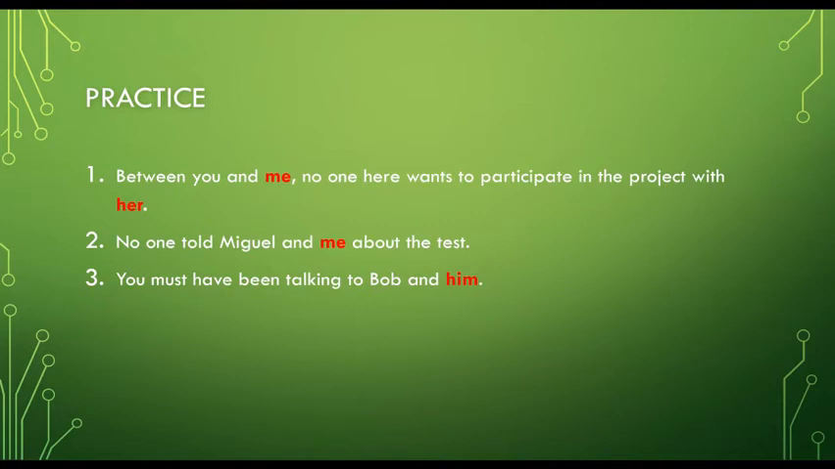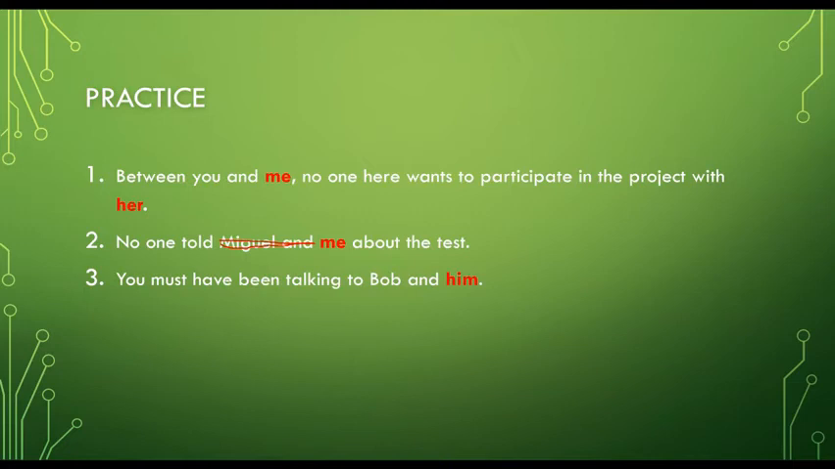No one told Miguel and me about the test. This is one of those where I tested it out when I was thinking about this, so I crossed Miguel out. No one told me about the test. Let me try "I." No one told I about the test. That doesn't make any sense. And who is committing the action here? No one. No one is performing the action, not me. Me is receiving the action.